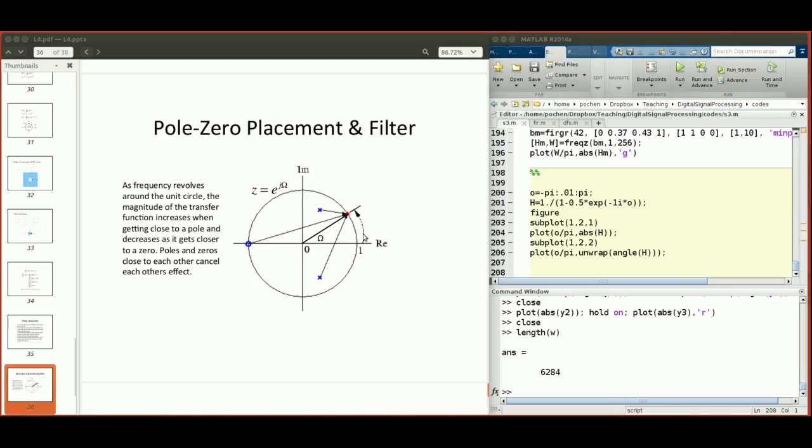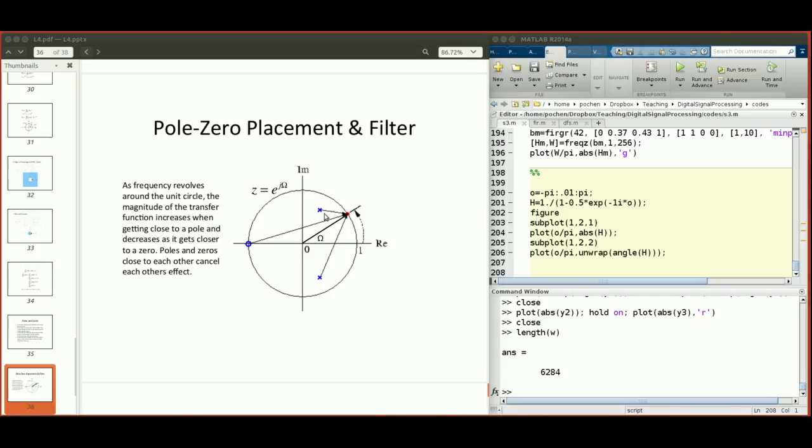So any point on this unit circle is represented by z equals e to the j omega, a complex number with unit amplitude. The length is unity, and then it has an angle, big omega, represented here as an angle. So the basic idea is that if you just look at all the different points on the unit circle, you just rotate a particular point along the unit circle.